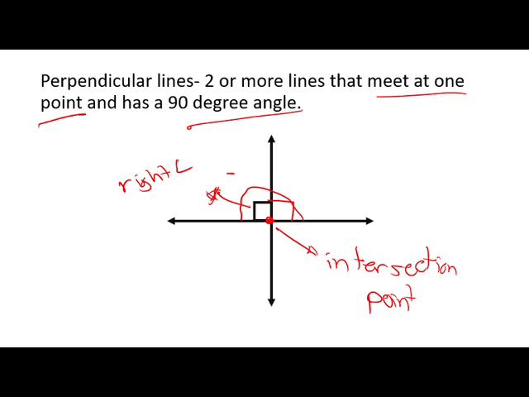So kung ito ay 90 degrees, ito rin po ay 90 degrees, and this will be 90 degrees, and this will be also 90 degrees. So they are perpendicular lines.